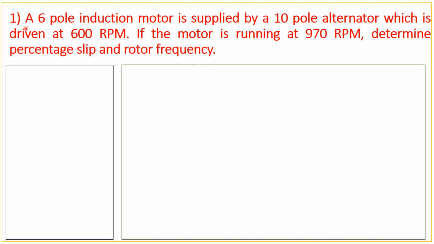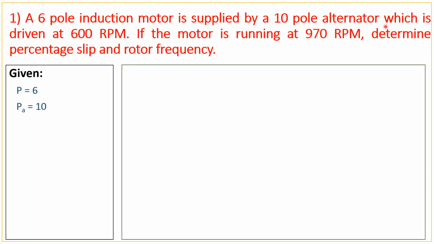So here let us write the given data first. A 6-pole induction motor, so the induction motor has 6 poles, therefore P is equal to 6. It is supplied by a 10-pole alternator. This is also the pole, but of the alternator, so I should represent it by P suffix A, because it is the alternator pole, and this was the induction motor pole. So, 6-pole induction motor, 10-pole alternator.